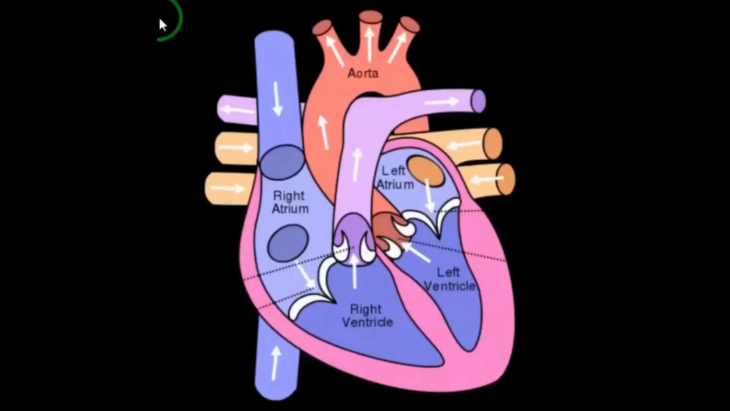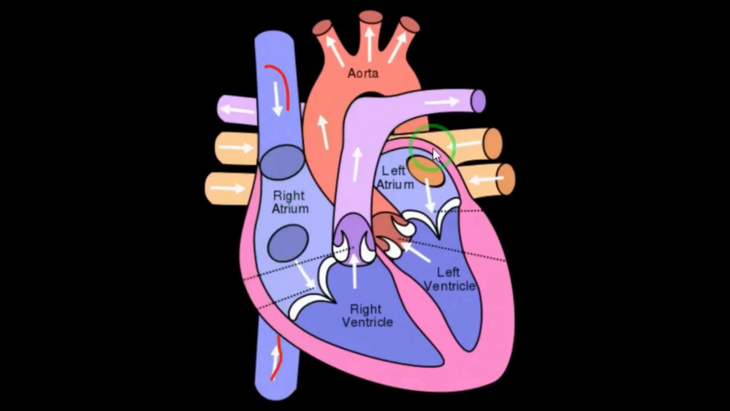Now let's discuss how the heart is working. The right atrium receives deoxygenated blood. This is the right atrium. This right atrium receives deoxygenated blood from different parts of the body through the main veins: superior vena cava, inferior vena cava and coronary sinus.